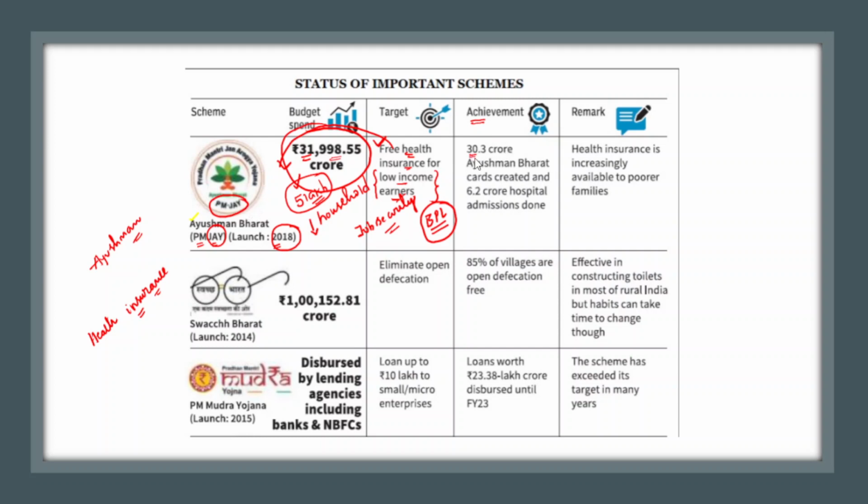So 30.3 crore Ayushman Bharat cards created and 6.2 crore hospital admissions have been done so far. This is considered a major achievement because almost every poor household is covered under the PM Jan Arogya Yojana, as it covers around 30.3 crore households. Apart from that, health insurance is increasingly available to the poorer sections. That will help achieve the objective of this particular program.